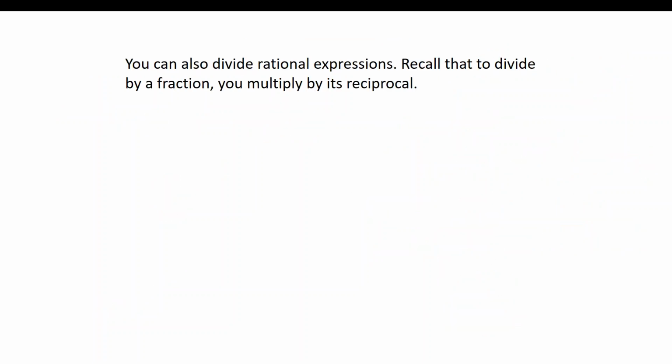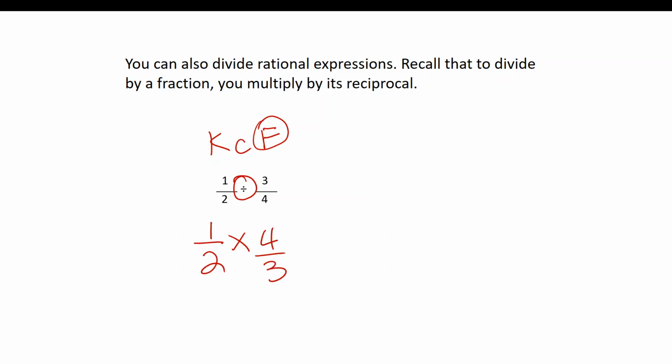You can also divide by rational expressions. Recall that to divide by a fraction, you multiply by its reciprocal. So when I was teaching this a long time ago, I just helped my students remember to keep, change, flip. All right, so we're going to keep the first one. We're going to change the sign from division to multiplication, and then flip, or do the reciprocal, 4 over 3. Keep, change, flip. And now we could just multiply over.